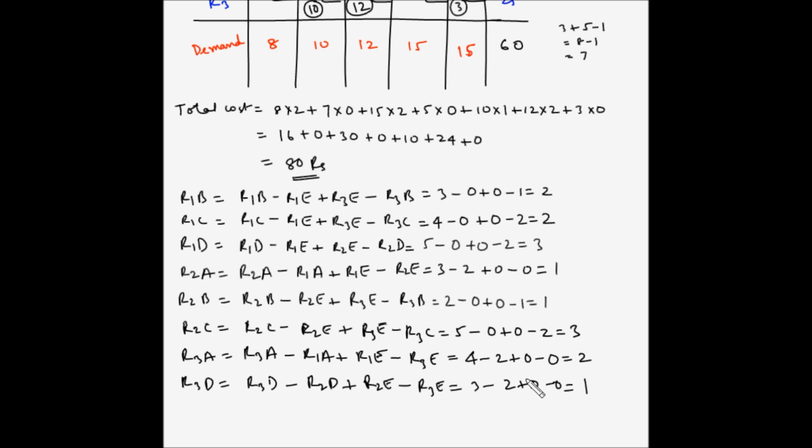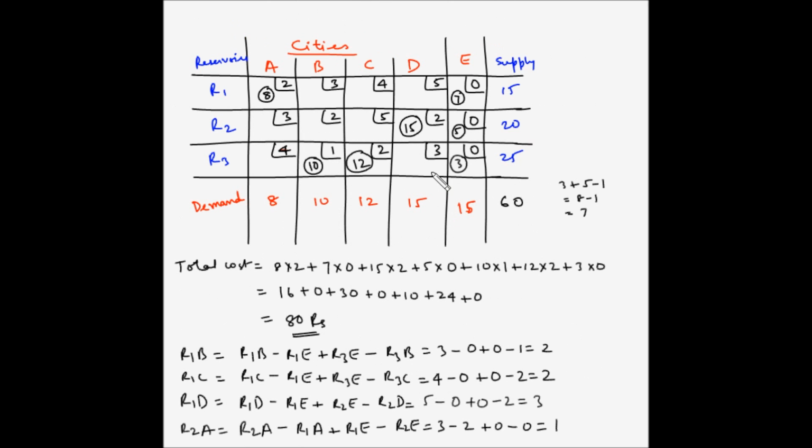So now the next step is to evaluate the sign of the net cost change value. So all the net cost change values are positive, indicating that if we make any allocation to any of these water squares, then our cost is going to increase. And we don't want to increase the cost, we want to reduce the cost. So basically we can't reduce the cost any further, which means that this solution that we have, which gives us a total cost of 80 rupees, is the optimal solution.